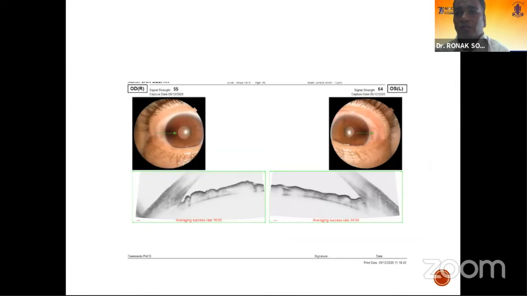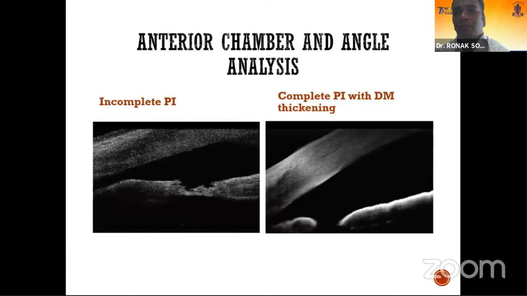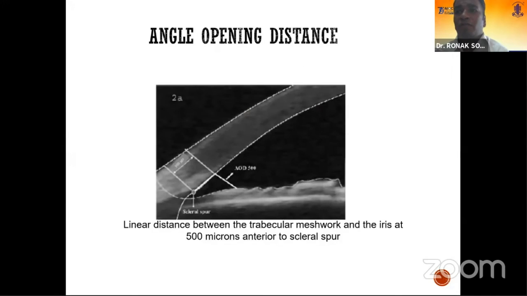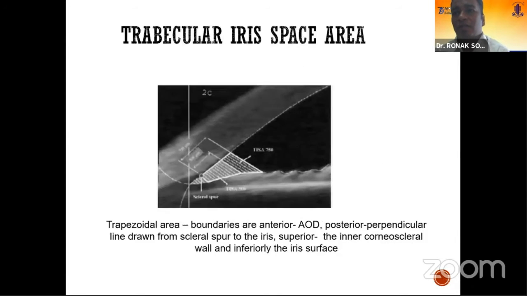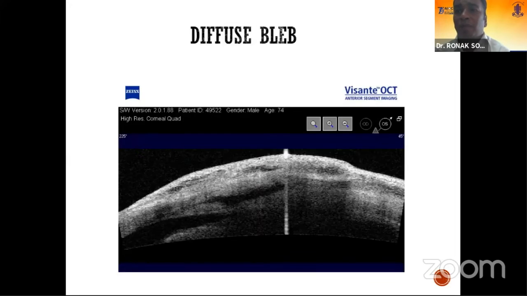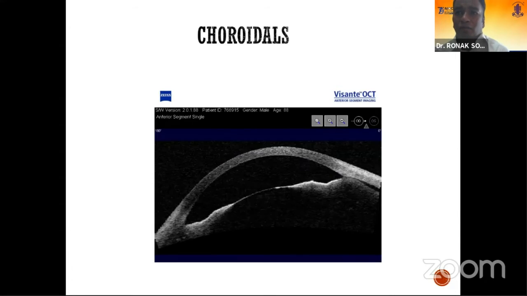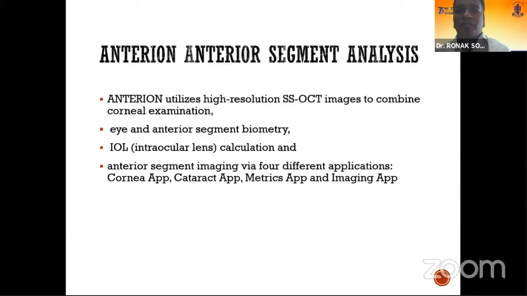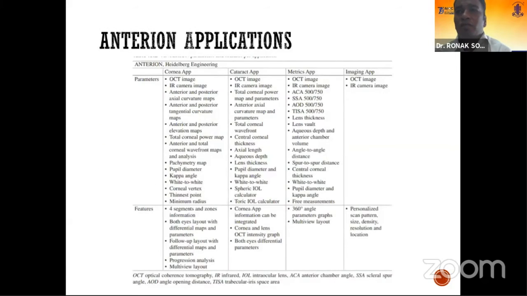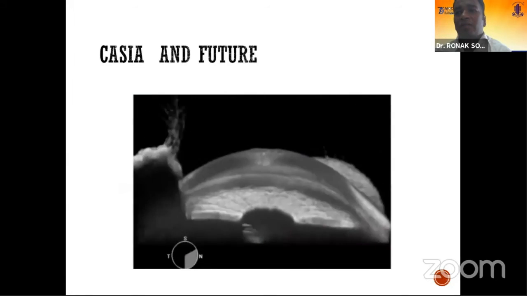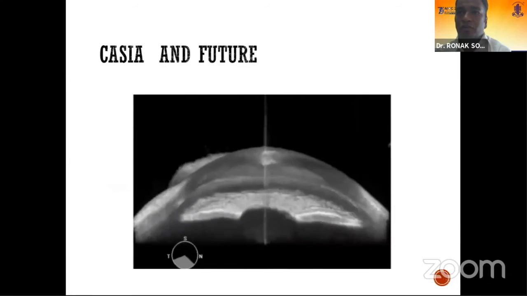You can see the pictures, there's narrowing of the angles, some post-op pictures, plateau iris configuration, reverse pupillary blocks, the various angle opening distances and measurements which you can do for objective assessment, bleb characteristics, and also other associated patterns. Newer devices are Anterion, which is basically a biometer, topographer, and an ASOCT. If you can see in this application, the sky is the limit. You can do everything in this one scan, one machine. There's a future of CASIA where there is 3D imaging reconstruction also, which can be done.